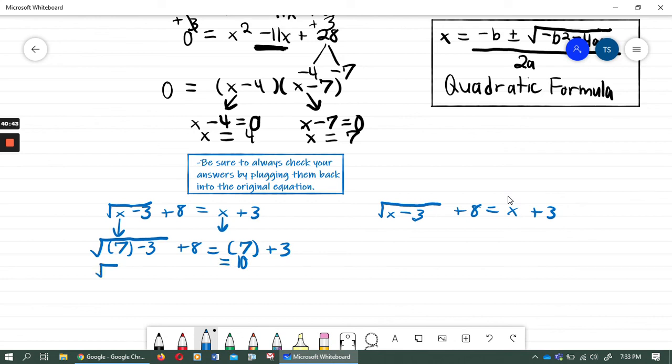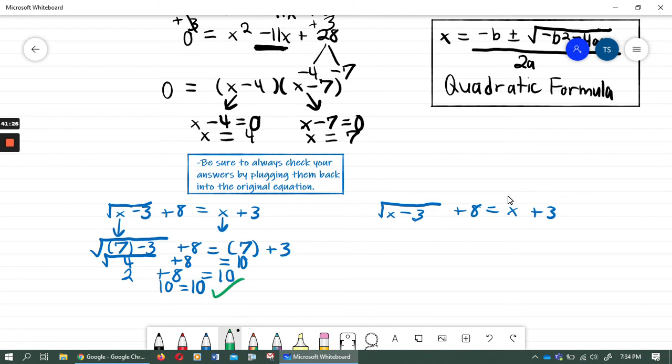On the inside of that radical, 7 minus 3 is 4, right? And the square root of 4 is 2, so that is 2 plus 8 equals 10. The question is, is that true? Why, yes it is. So, since that's true, guess what?